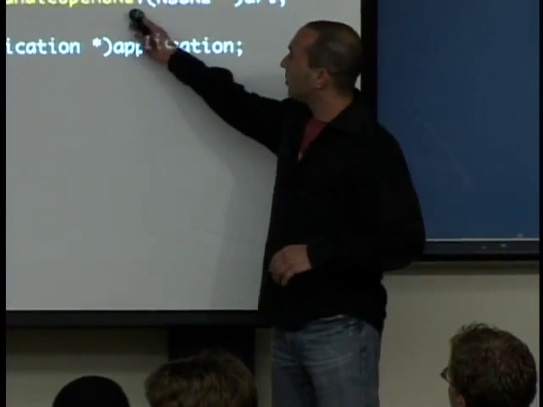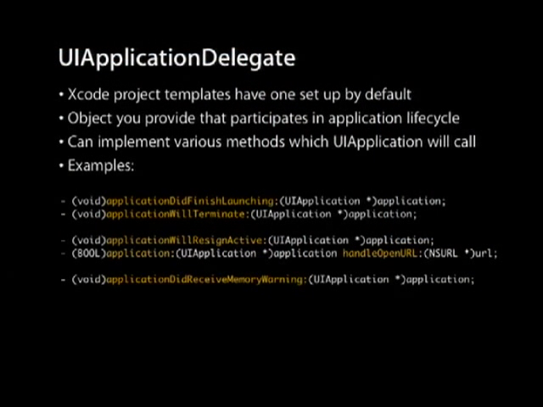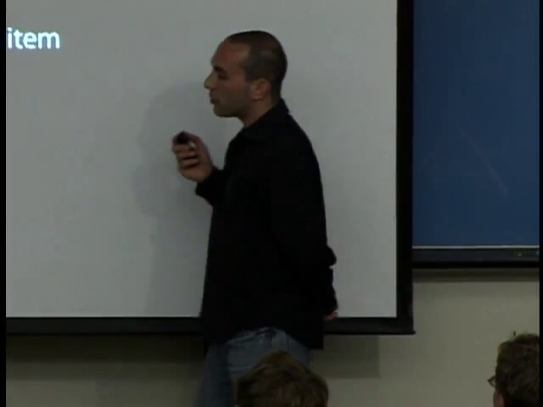This is also another interesting one, handle open URL. Just as a note, you can register yourself with the system and say that your application responds to certain URLs. So when the system gets a URL, it'll call you and say, hey, somebody called you with your application slash this database entry slash this, and then you can do the right thing, open to it, etc. So that's application delegate.